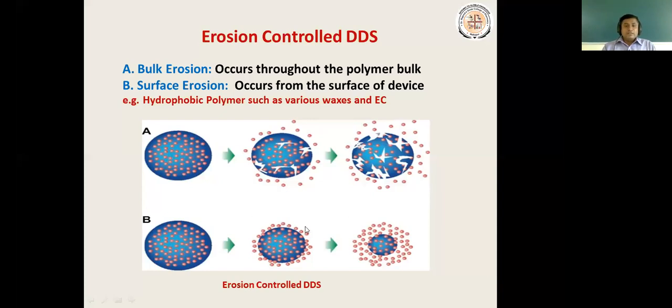In the fabrication of this erosion controlled drug delivery system, we can employ hydrophobic polymers such as various types of waxes and ethyl cellulose.